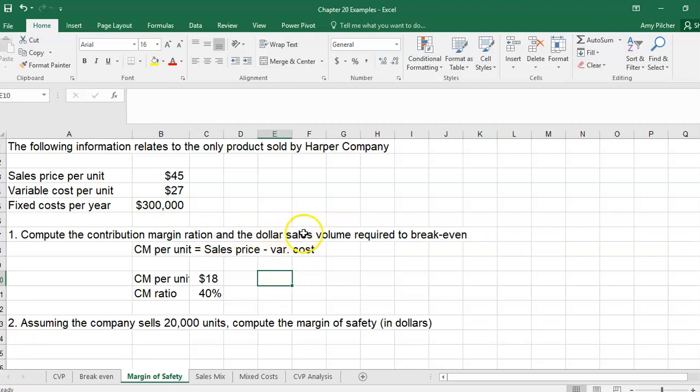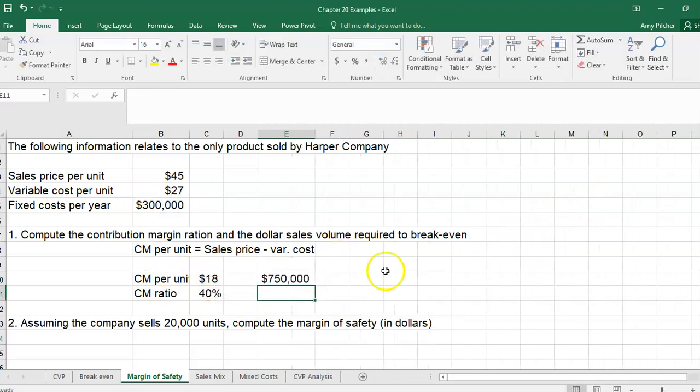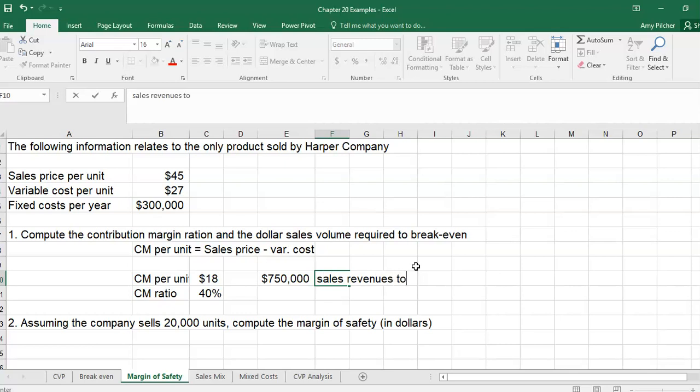Now to determine what our dollar sales volume required to break even is, we take our fixed cost per year of 300,000 divided by our contribution margin ratio of 40%. That tells us we need 755,000 in sales revenues to break even.